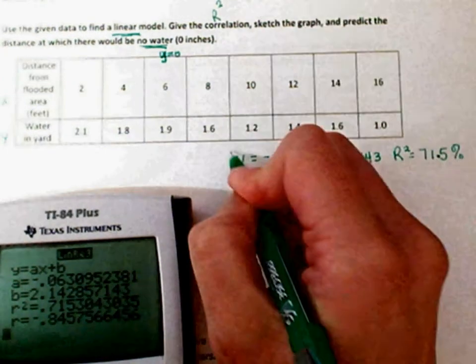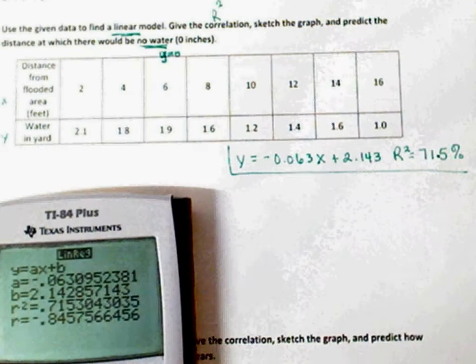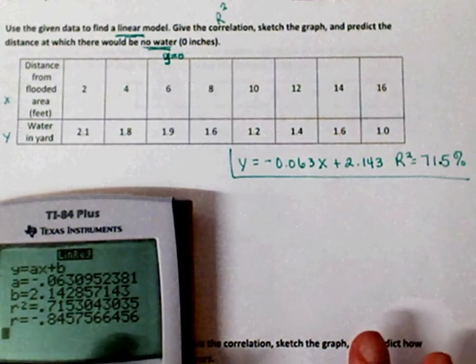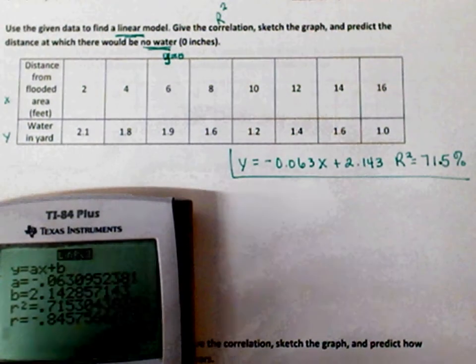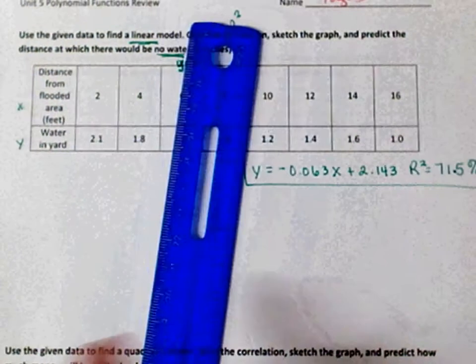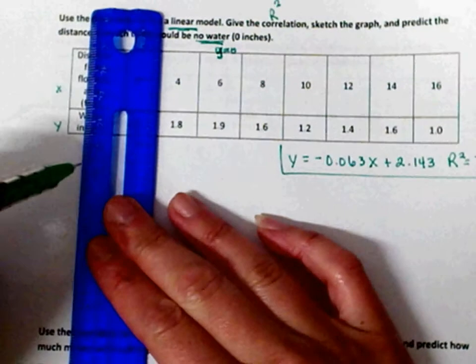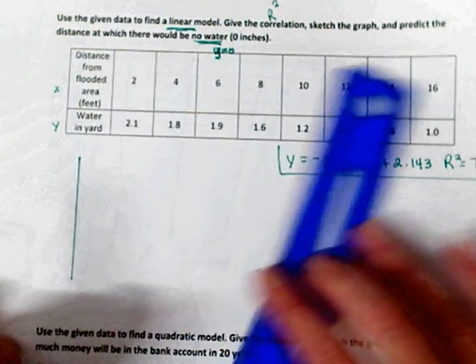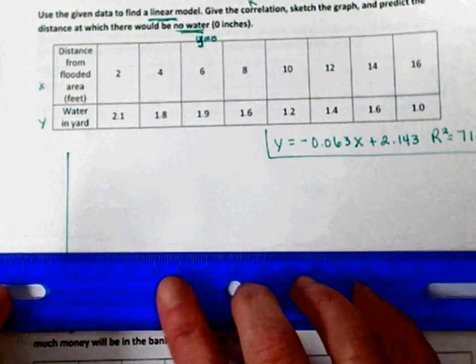So there you have your equation. All right, now we're going to plot some points so that we can sketch the graph and then predict the distance. I'm just going to use the first quadrant. Here's your y, and here's your x.